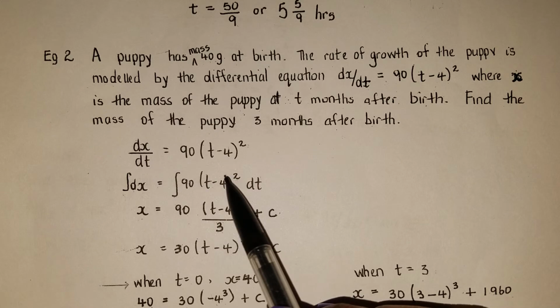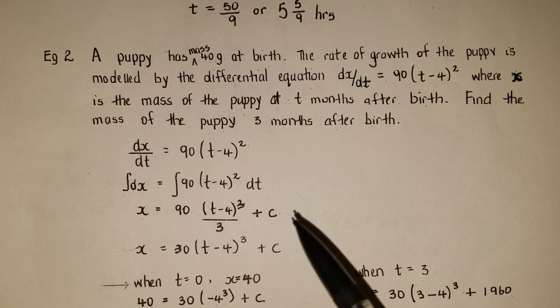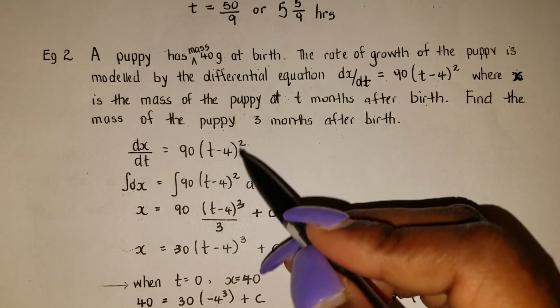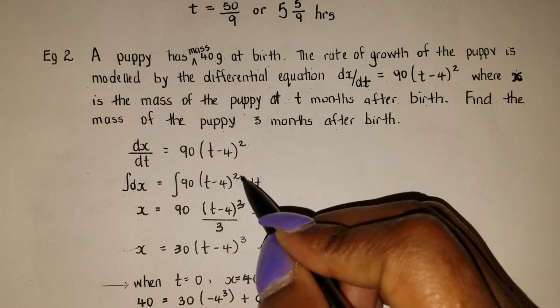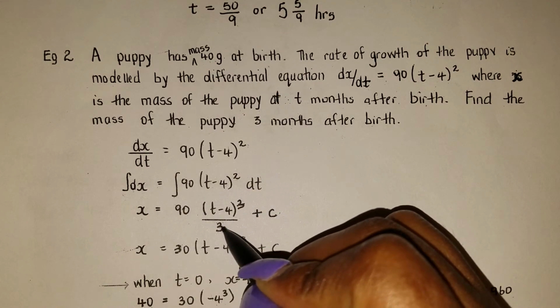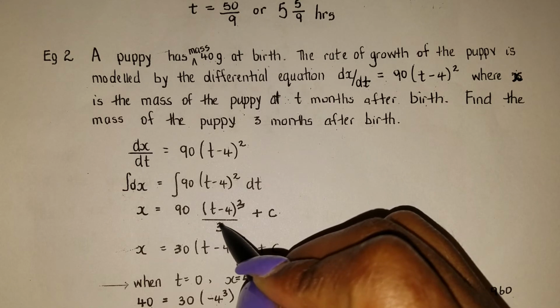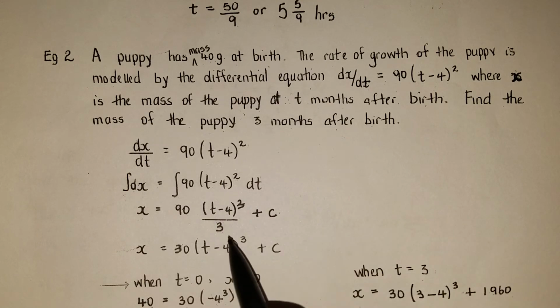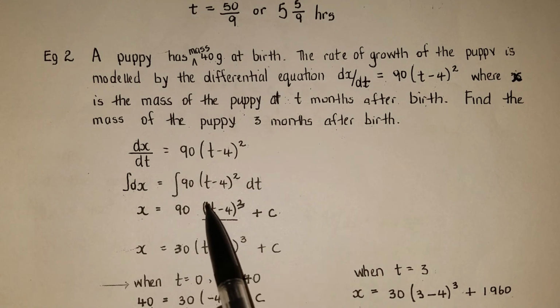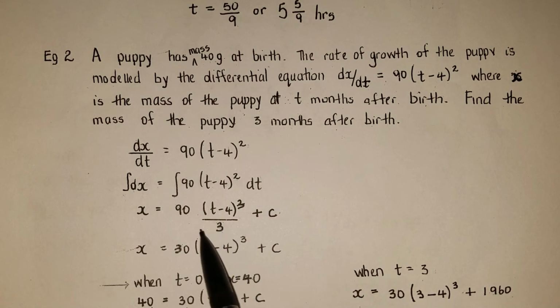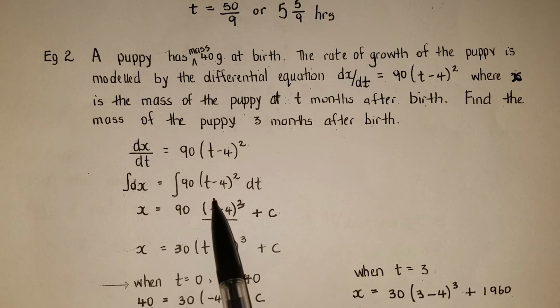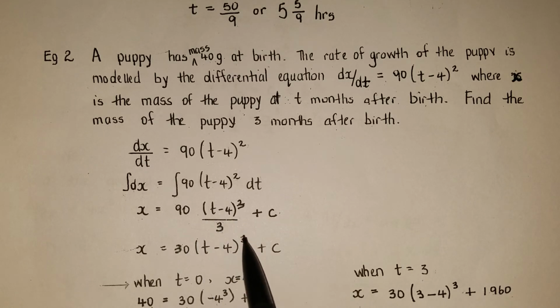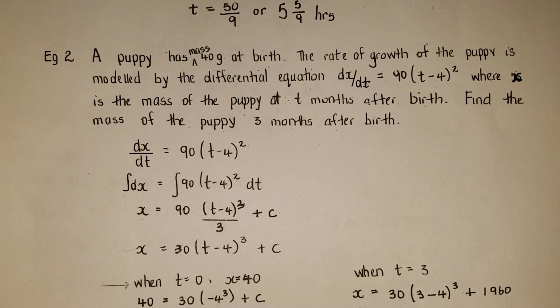Here, when I integrate (t minus 4) all squared, I'll be using the linear factor method. So, add 1 to the power to get 3 and divide by 3. And that gets multiplied by the coefficient of t, in this case, which is 1, so that makes it easier. So, when simplified, 90 divided by 3 is 30, making our solution x equals 30 times (t minus 4) all cubed plus c.